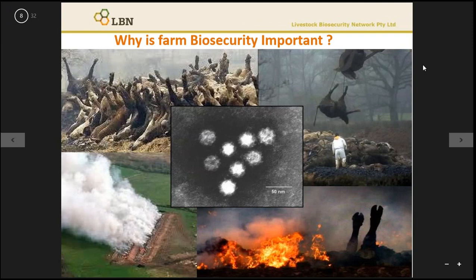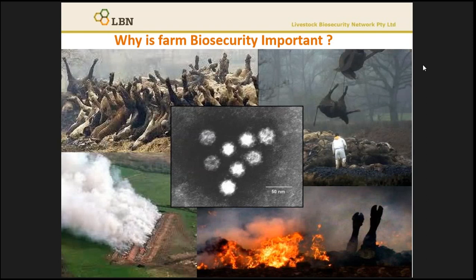So probably most of you have seen some of these pictures before. This is foot and mouth disease in the UK in 2001. And foot and mouth is one of the most contagious diseases known to man. So just to put it into perspective, if Ebola was this contagious, half of us would probably be dead by now.